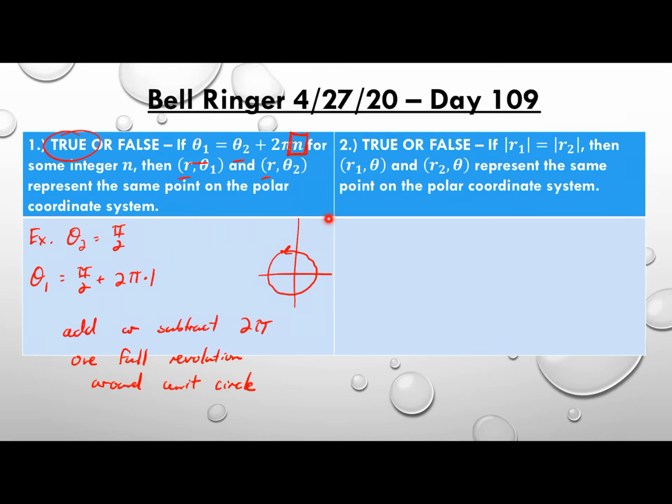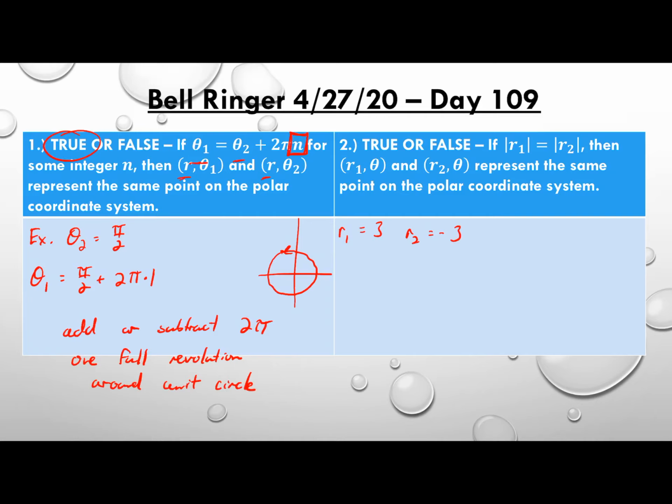Well, the easiest way typically to think of an example like this is, well, let's see. So if the absolute value of r sub 1 is equal to the absolute value of r sub 2, we can quickly think about it. Let's say our r sub 1 is 3 and our r sub 2 is negative 3.